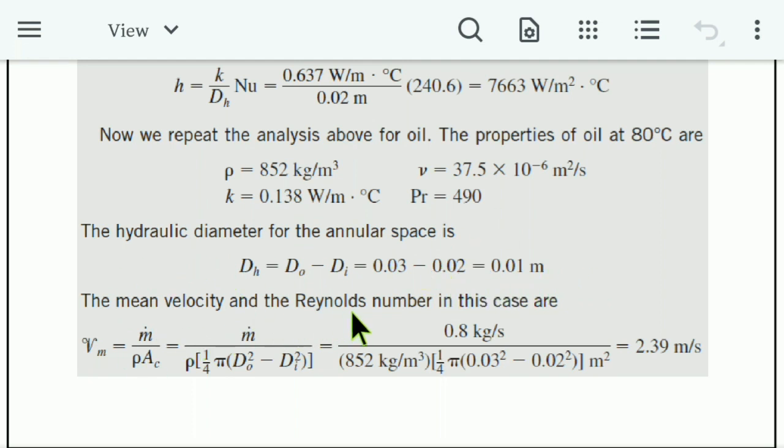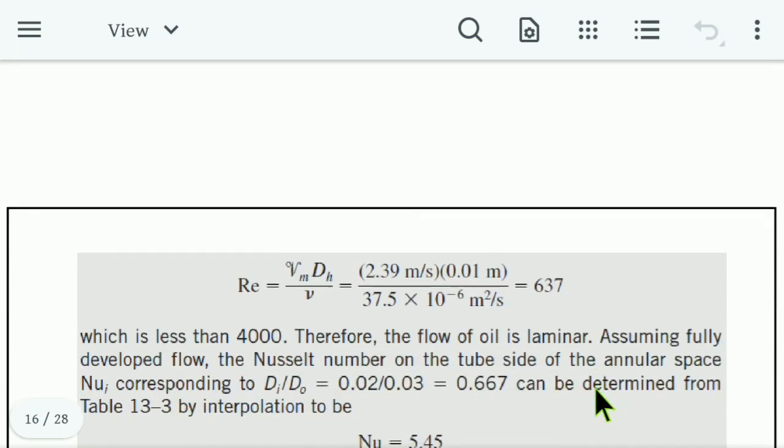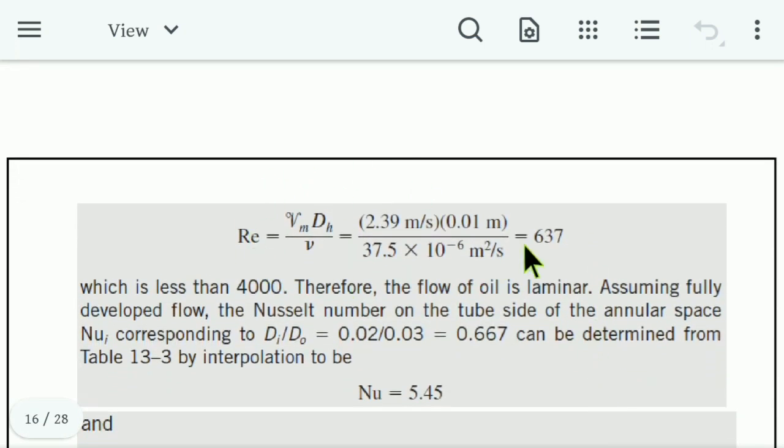And the mean velocity and the Reynolds number in this case are almost similar to the previous one; here is the confirmation. M dot is 0.8 kg per second, rho is equal to 852, and pi times d O square minus d i square, so 0.03 square minus 0.02 square. After calculation we can say the mean velocity is 2.39 meter per second, and like the previous one, the Reynolds number is 637, which is less than 4,000. That means laminar flow. Therefore the flow of oil is laminar, not turbulent.